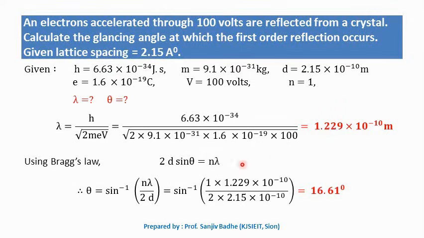So this wavelength we can substitute in Bragg's law of diffraction and we can calculate the value of theta. We can write the relation for theta from this as theta equal to sine inverse of n lambda upon 2d. n is equal to 1 for first order. So lambda is what we just now calculated. d is given to us as 2.15 angstroms, that is 2.15 into 10 raised to minus 10 meters. And theta can be calculated now, and when we calculate theta it is found to be 16.61 degrees.